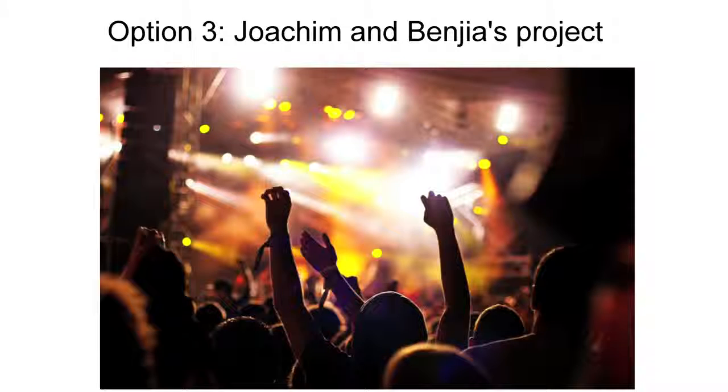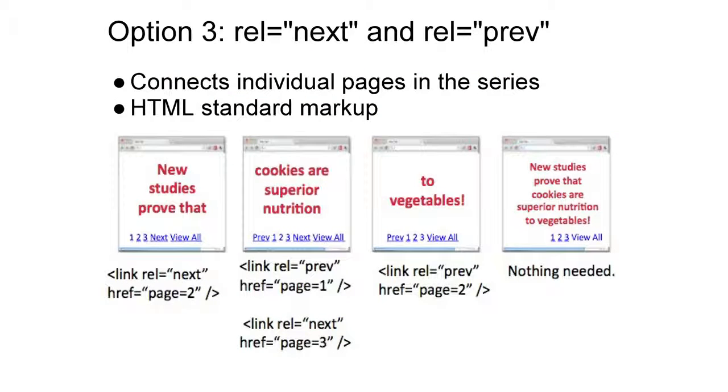The last option is actually done by 2 of our engineers, Joachim and Benja. And what this is, is using the standard HTML markup of rel next and rel prev on the component pages in your series to signal to Google that these are individual pages, but they all belong to one series. So by adding this rel next and rel prev markup, you connect these individual components into one. You can do this by adding rel next to page 1, and then rel prev and rel next to page 2, all the way to the last page, which only includes a rel prev. And then of course on your View All page, nothing is needed.